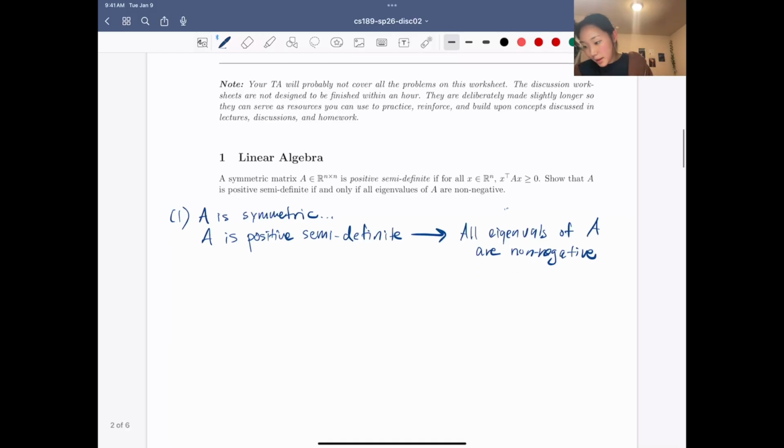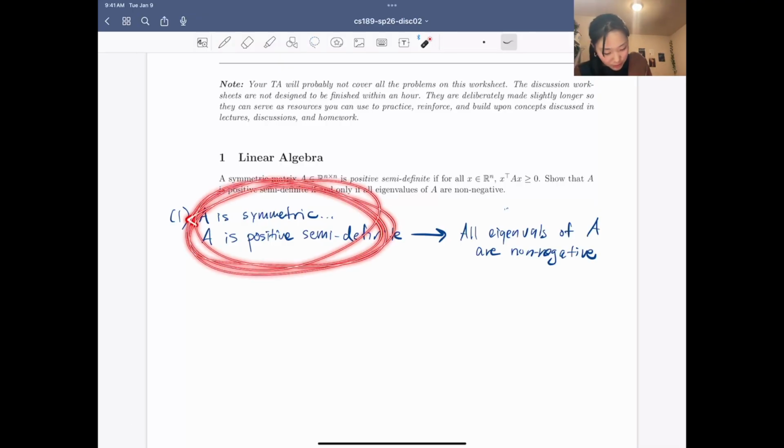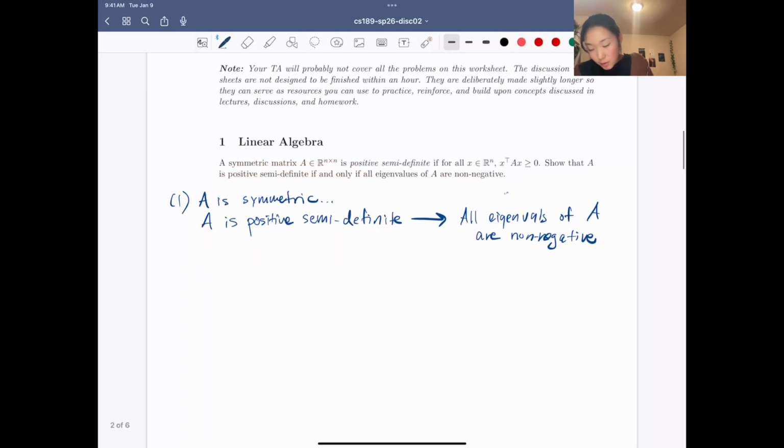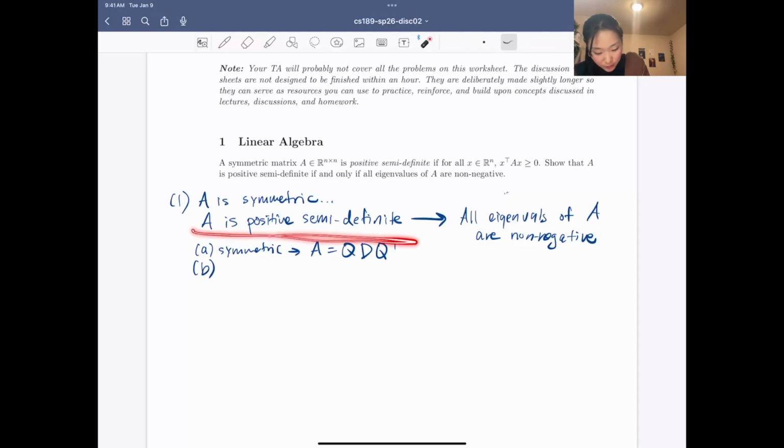Okay, and so how do we start that? Well, first we should probably get an idea of what we know about A. What do we know about the left side that can help us determine the right side? Well, because A is symmetric, we know that A is also orthogonally diagonalizable. So A symmetric implies that A is orthogonally diagonalizable. And we also know that A is positive semi-definite, right? We can assume this is true.